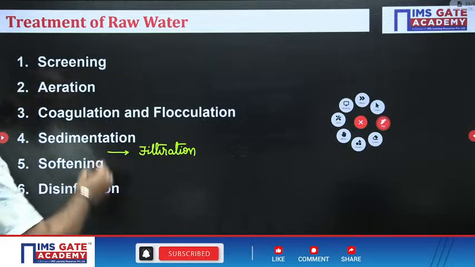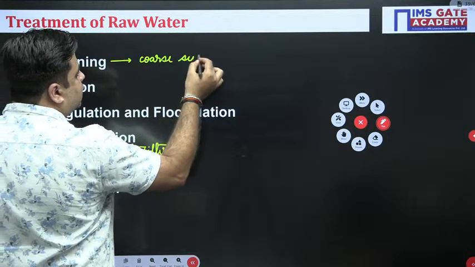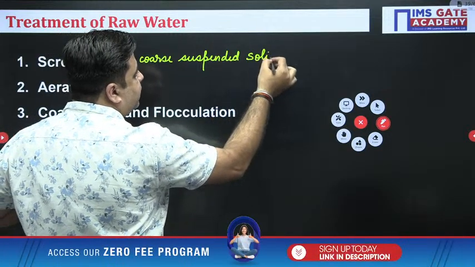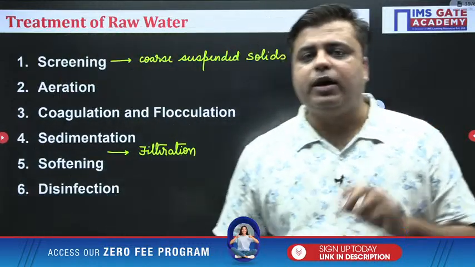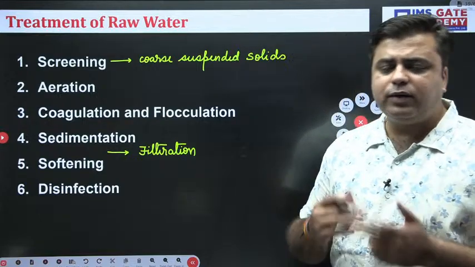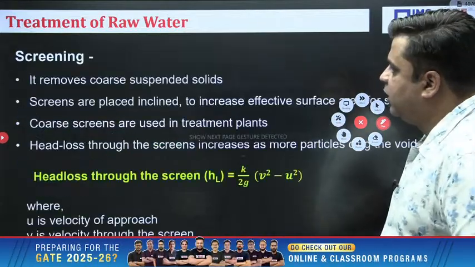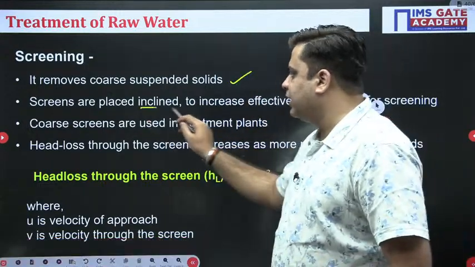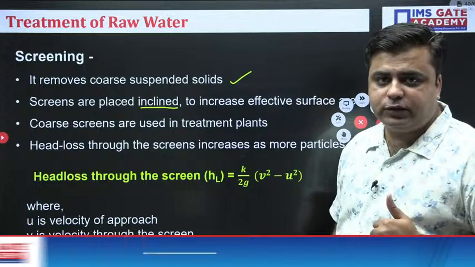First of all, screening is used to remove coarse suspended solids. We know that majorly two types of screens are there, coarse screens and fine screens. And in the water treatment plant, we use coarse screens. The reason is, fine screens get choked frequently. That is why it increases the operational cost, right? So in the water treatment plant, we go with the coarse screens. Screens are placed inclined in order to increase the surface area, which increases the efficiency of screening.